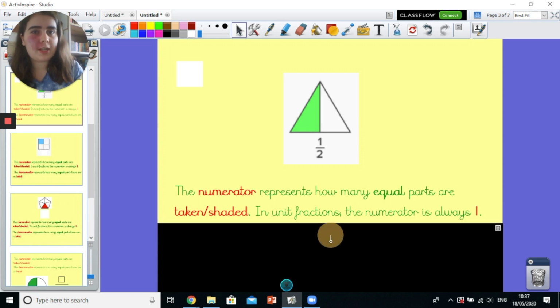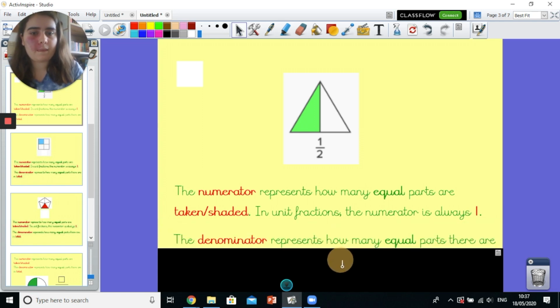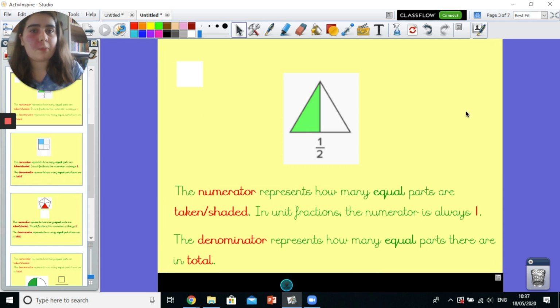Can you remember what the denominator represents? The denominator represents how many equal parts there are in total. Remember, each part in a fraction always has to be equal. So our denominator in this fraction is 2, because there are 2 parts in the triangle. The triangle has been divided into 2 parts. One part is shaded, so that means that this fraction represents 1/2.